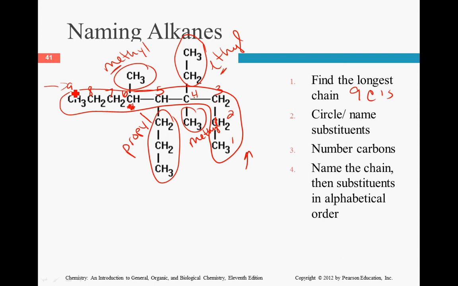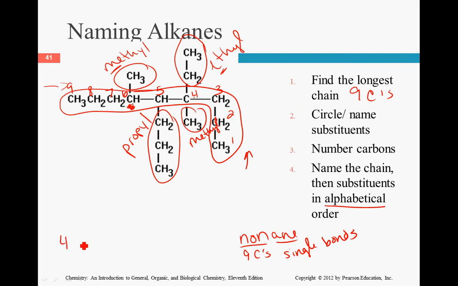So name the chain. 9 is nonane. Non is for 9. ANE is for single bonded. We need to name the substituents. We have an ethyl, 2 methyls, and a propyl. Do this alphabetically. So the first one will be ethyl.